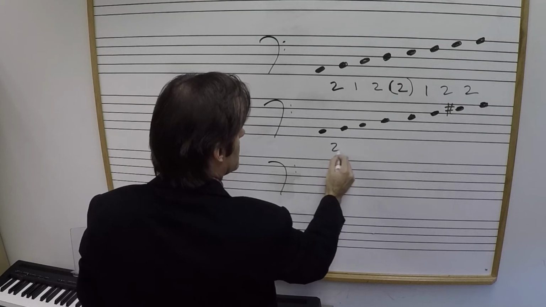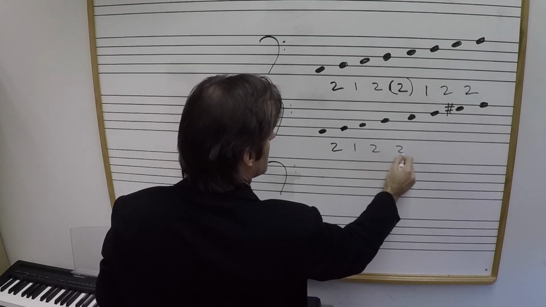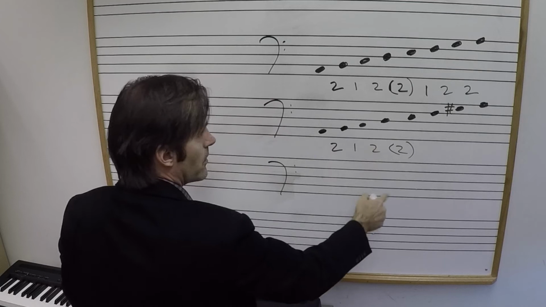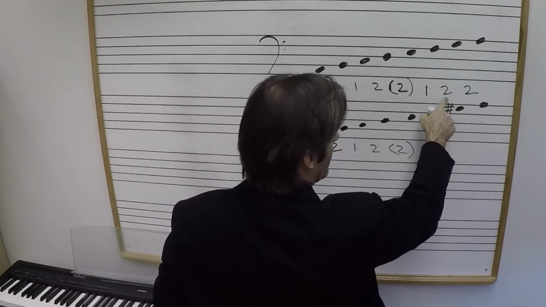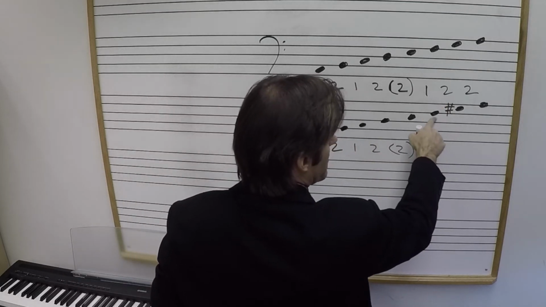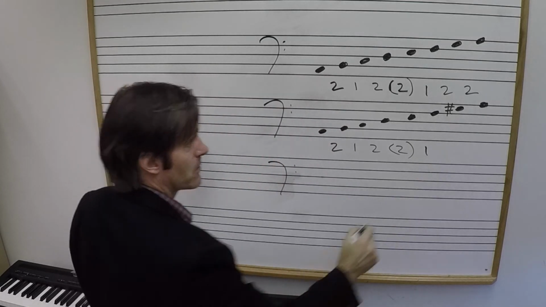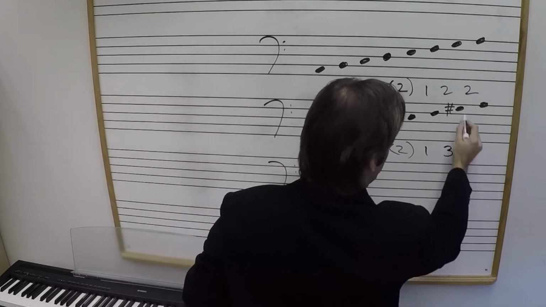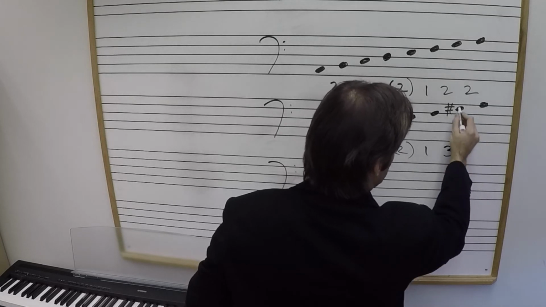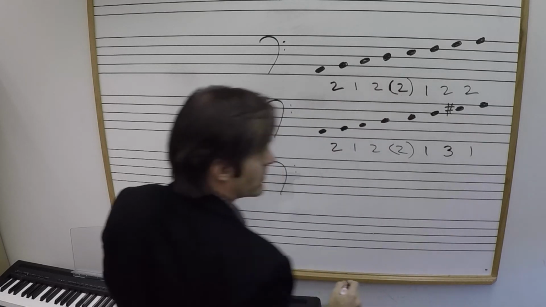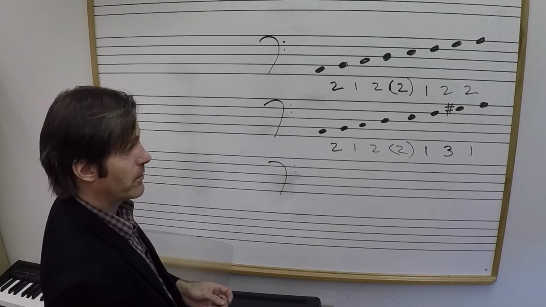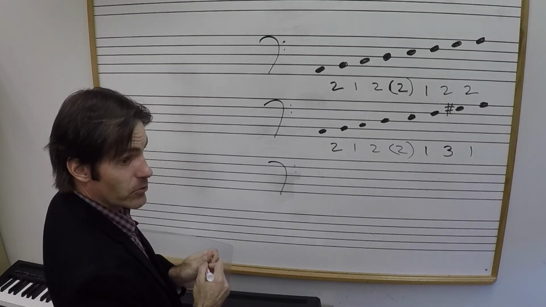And that changes the pattern now. So this becomes 2, 1, 2, 2, same here. 1 again, and now we have a different interval. We have the distance from F to G sharp, which is actually 3 half steps, which is unusual. And then we have a half step at the end. From this G sharp to A is another half step. So we end with a 1, 3, 1, which is a little strange.